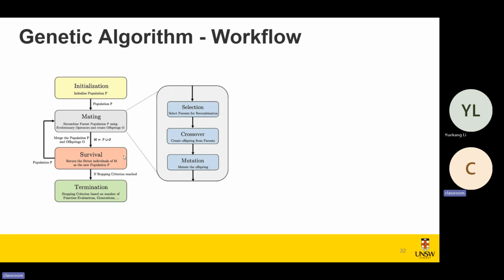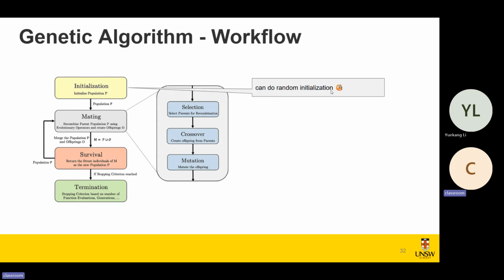And then we keep looping through this process until the stopping criterion is reached, or maybe we have run out of budget, or a certain number of generations have been generated, or if we have found the solution here. So this is a basic workflow.